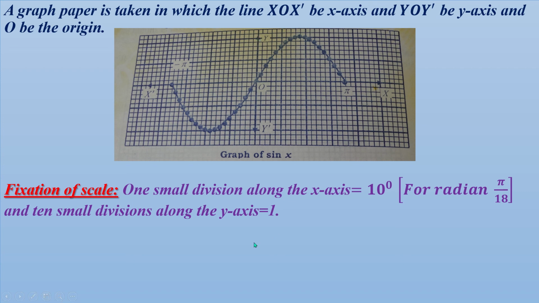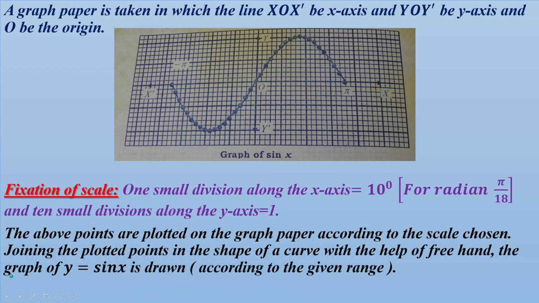Clear everyone? And the above points are plotted on the graph paper according to the scale chosen. That means according to this scale, joining the plotted points in the shape of a curve with the help of freehand, the graph of y equals sin x is drawn. This is the required graph of sin x. Clear everyone?